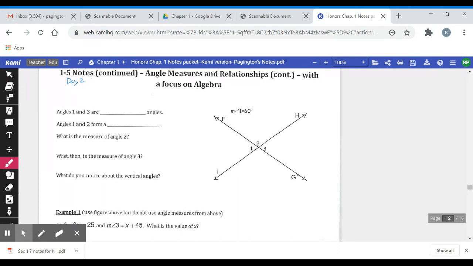So first of all, it says angles 1 and 3 are what kind of angles? If you look at those angles, again, we are referring to this angle and this angle. And if you think about what kind of angles they are, I see a big X there, and it's two intersecting lines, and so those angles are vertical angles.